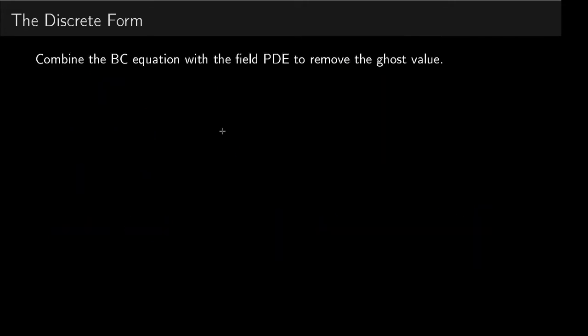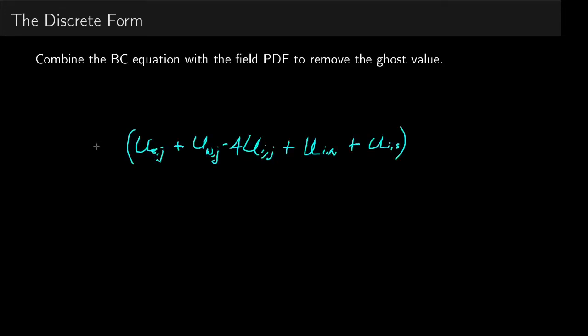Now let me rewrite these two equations. We have the PDE in its discrete form as, and the left hand side here has the conductivity term, and we have the right hand side as the load or source at ij. So this is the first equation.